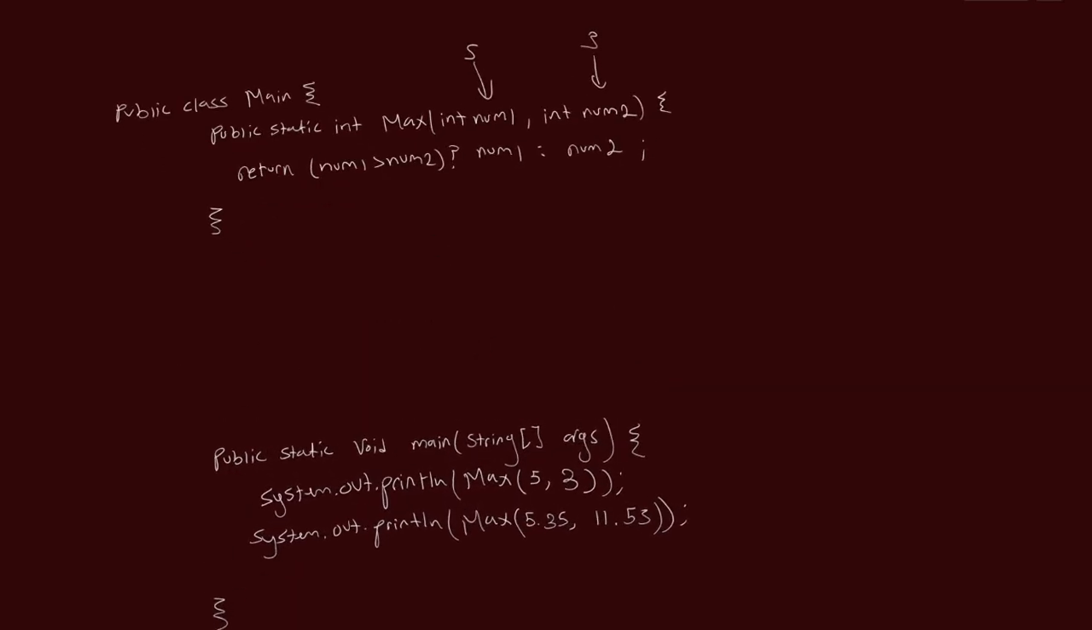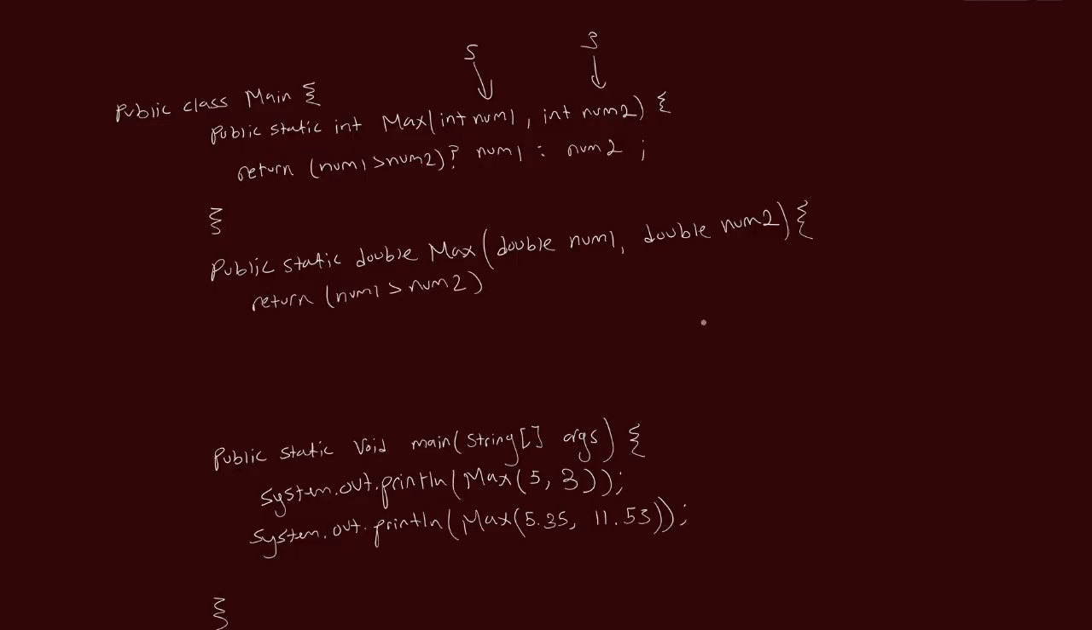So in this overloading method, we can keep the same name, max. We do public static, but the return type is going to be double. We're still going to call it max, and then we do double num1 and double num2. Then we do the same return statement with num1 and num2, a ternary operator pretty much.